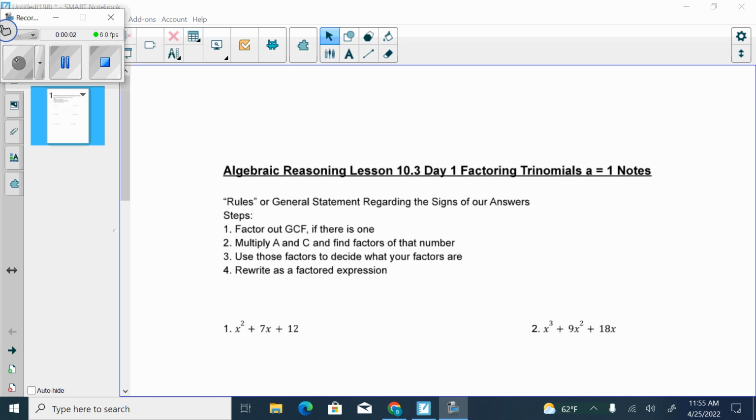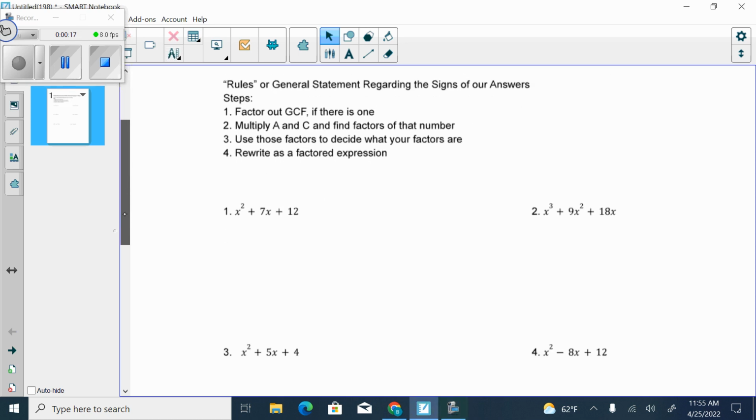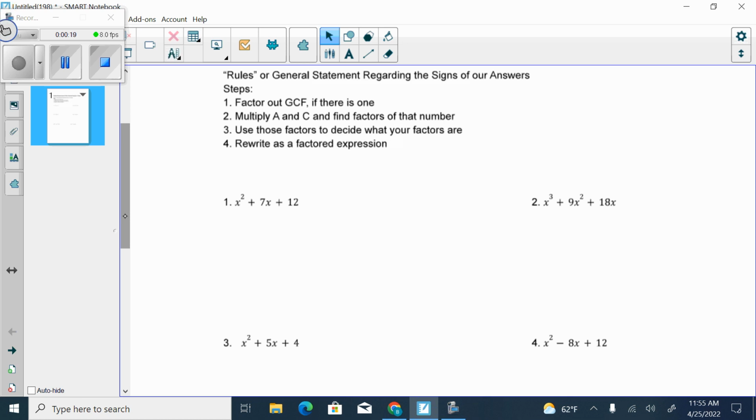So, you guys remember, we've done this before. We talked about what you need to take out at the beginning, and then we look for factors for our sum and product, right? It has to multiply to give us our product, add to give us our sum in the middle. So, on number 1, does it have a GCF?